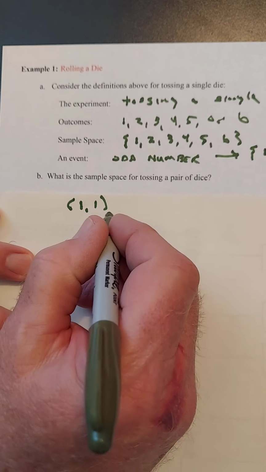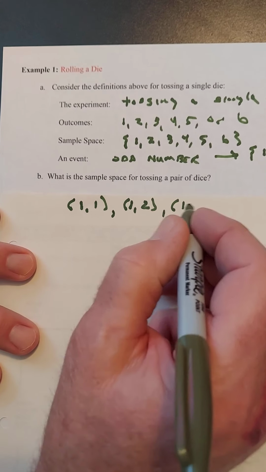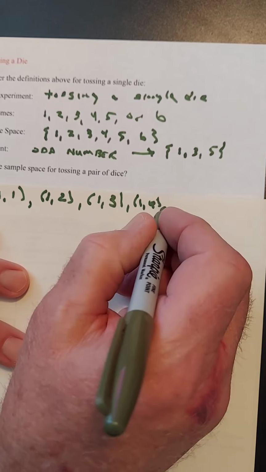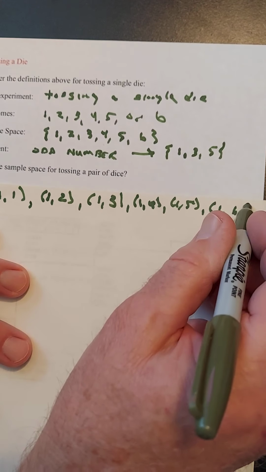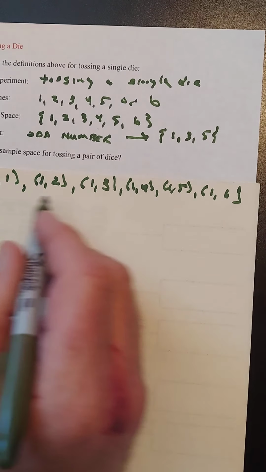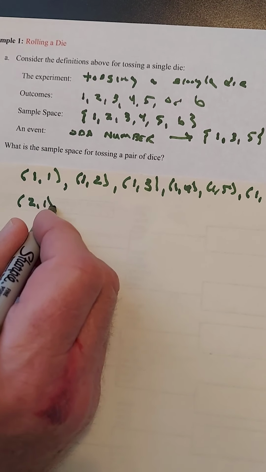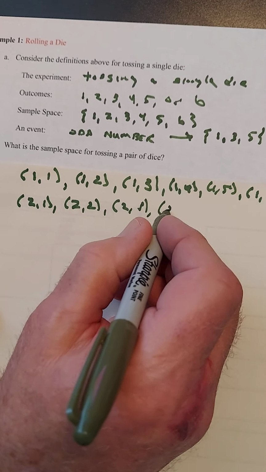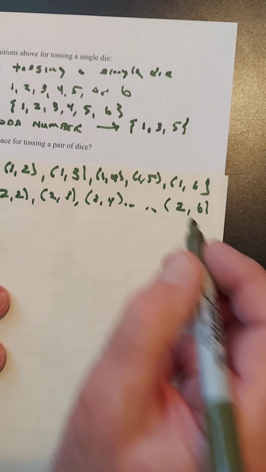So 1 on the red, 1 on the green. Or maybe you got a 1 on the red, 2 on the green. Or maybe a 1 on the red, 3 on the green. Maybe you got a 1 and a 4. Maybe you got a 1 and a 5. And maybe you got a 1 and a 6. That would be all the possibilities of getting a 1 first. What if you got a 2 first? Well, you could have a 2 and a 1, 2 and a 2, 2 and a 3, 2 and a 4. And this would keep on going. The last one you'd have on this row would be 2 and a 6.